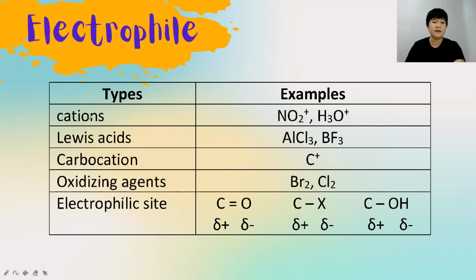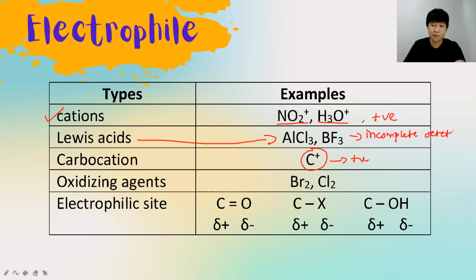This is the example of my electrophile. You can see over here, the first electrophile that we can have is cation. Your cation can be your H3O+, can be your NO2+ or any positive charge. All your positive charges will be your electrophile. Your carbocation, also a positive charge, will be your electrophile. The neutral examples are your Lewis acids, which are your AlCl3 and your BF3, that have an incomplete octet.